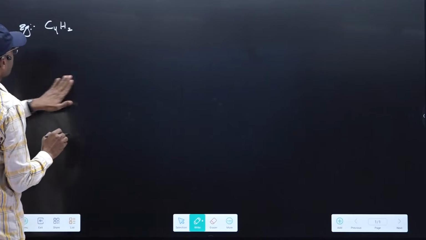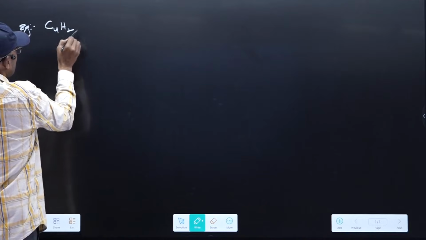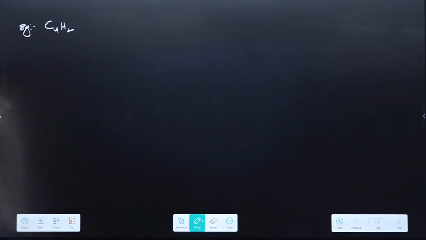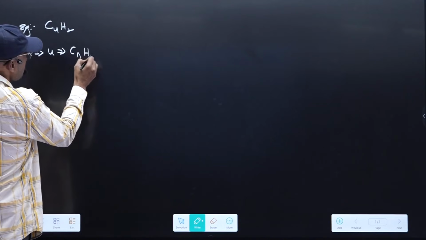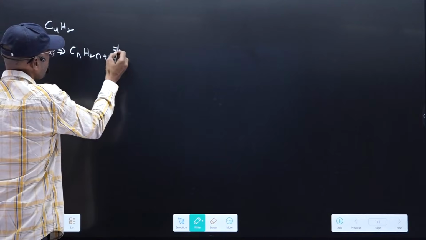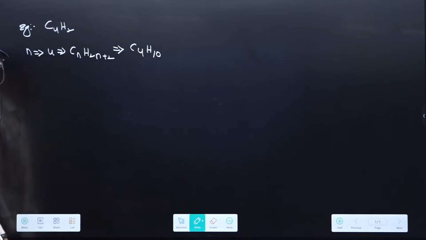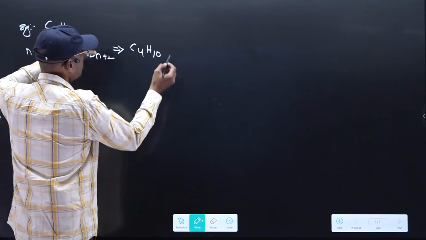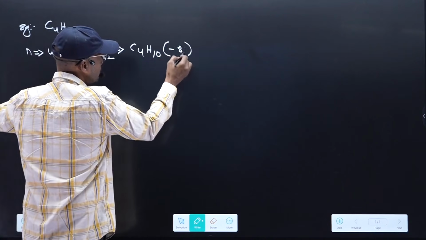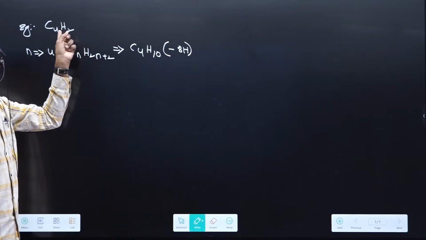C4H2. 4 carbons, 2 hydrogens. So n is equal to 4. Apply alkane general formula, CnH2n plus 2. Here, C4, can I write C4H10? 2 into 4, 8 plus 2, 10. C4H10. So how many hydrogens differ? Minus 8 hydrogens differ, or not? If I remove 8 hydrogens from here, you will get C4H2, or not?